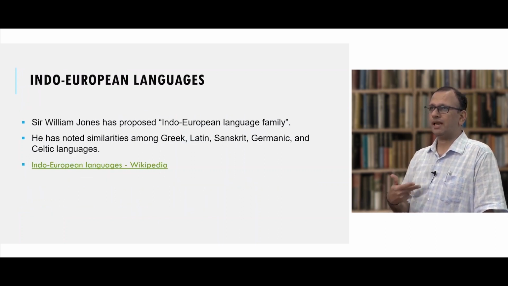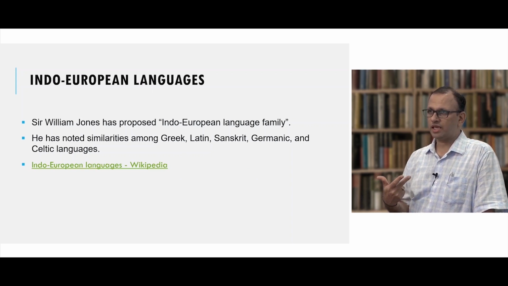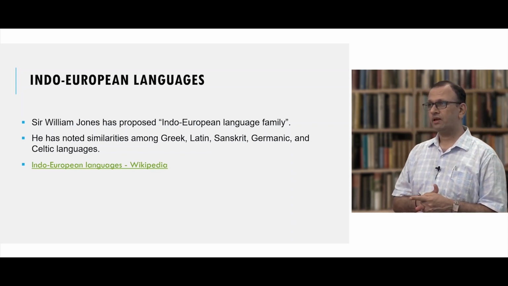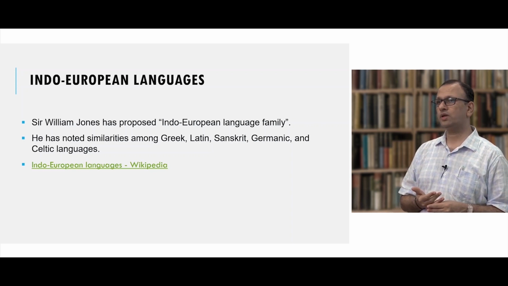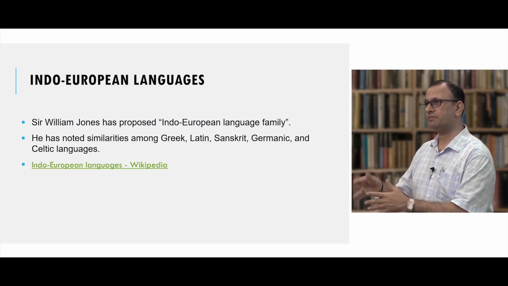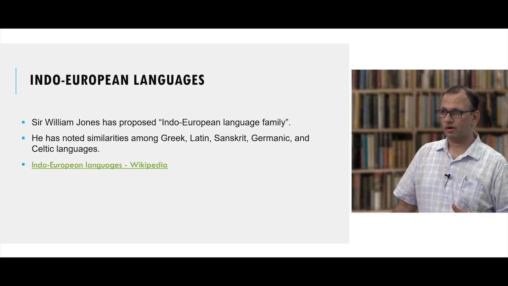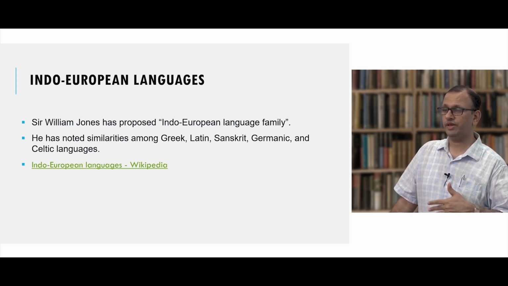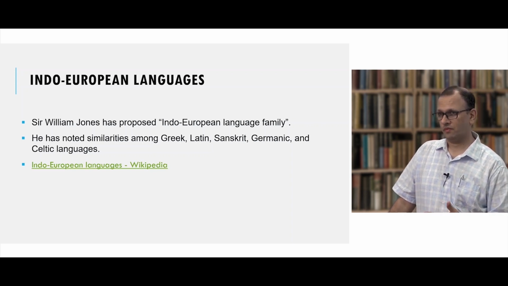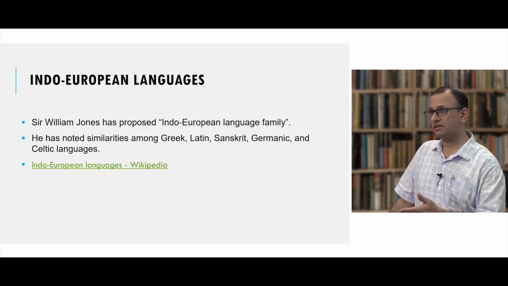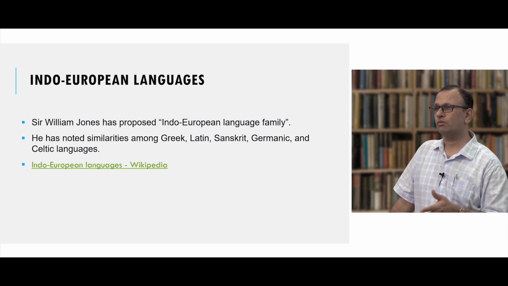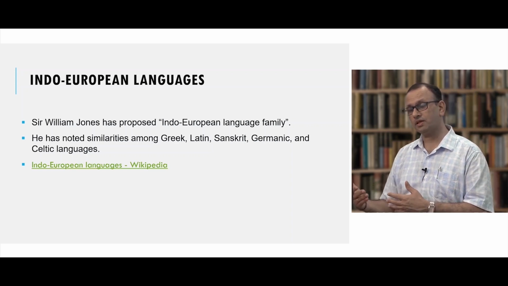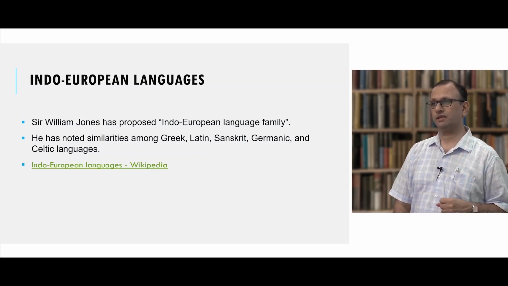And if you read about Indo-European languages, Sir William Jones proposed the Indo-European language family. This is a very interesting concept. He noted similarities among Greek, Latin, Sanskrit, Germanic, and Celtic languages. Those who are interested might like to go through the Wikipedia article on Indo-European languages. We know that there are some common words between English and Sanskrit: brother, bhratra; mother, matra; three, trini; na, no. There are hundreds of such words which sound very similar, and they all have a common semantic connection. This is very interesting.